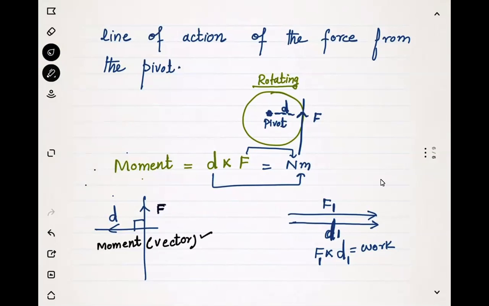The moment, which is a product of two vectors, is also a vector. So moment or torque is a vector quantity. Its unit is Newton meter, which cannot be written as joules because by definition it's not energy, it is the rotating effect.